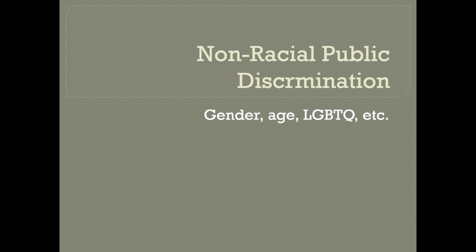So far, we have only discussed the subject of public racial discrimination, that is, racial discrimination that is conducted by the government. We're still keeping our focus on public discrimination or governmental discrimination, but now, what about other kinds of discrimination, non-racial kinds of discrimination? What does the Equal Protection Clause have to say about those? That's our subject of this lecture.